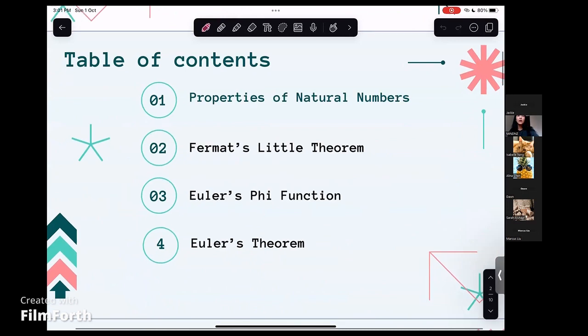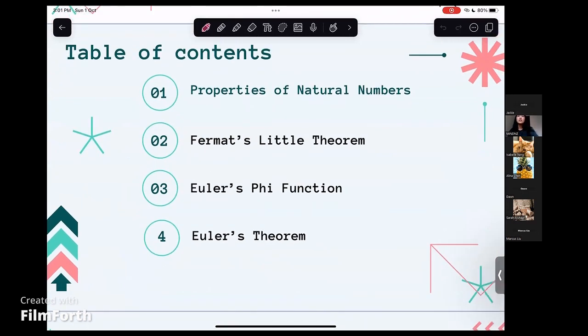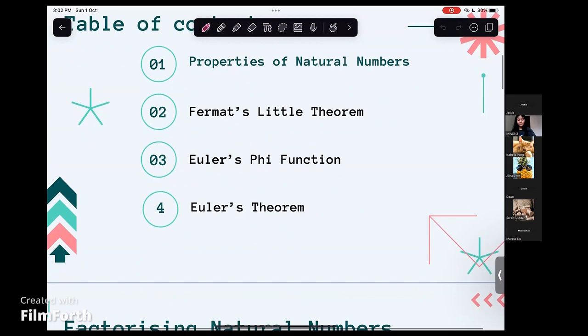So today we'll be covering some content that includes properties of natural numbers, like Fermat's little theorem, which some of you may already know about, and then Euler's phi function, and then Euler's theorem, also known as Fermat-Euler's theorem. But anyways, we can get started.